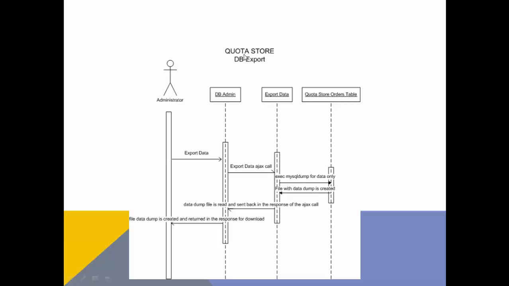Sequence diagram, database export. The administrator clicks on Export Data. This triggers an AJAX call which executes a PHP function. The PHP function executes a MySQL dump and creates a file. This file is read and sent back as a response to the AJAX call, and finally, the data is presented to the browser so that the administrator can download it as a file.